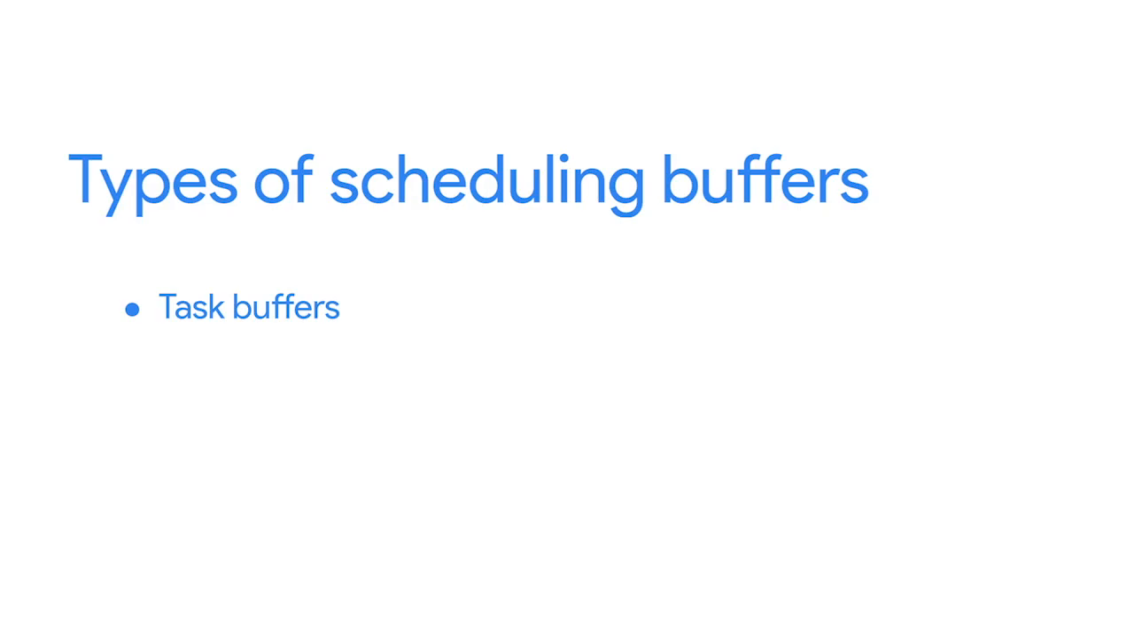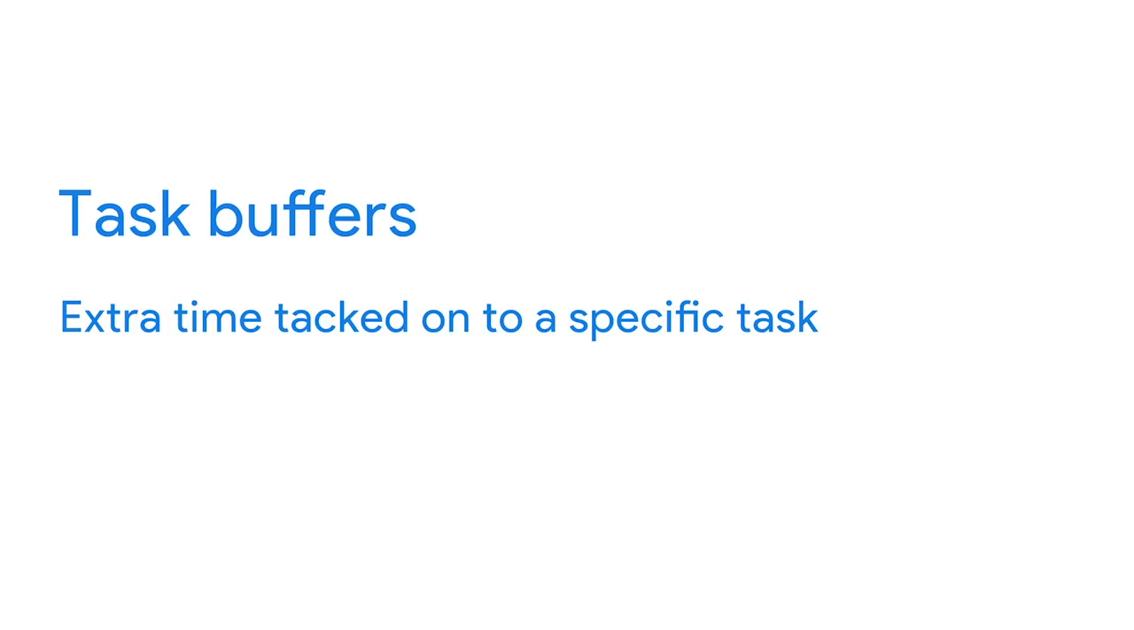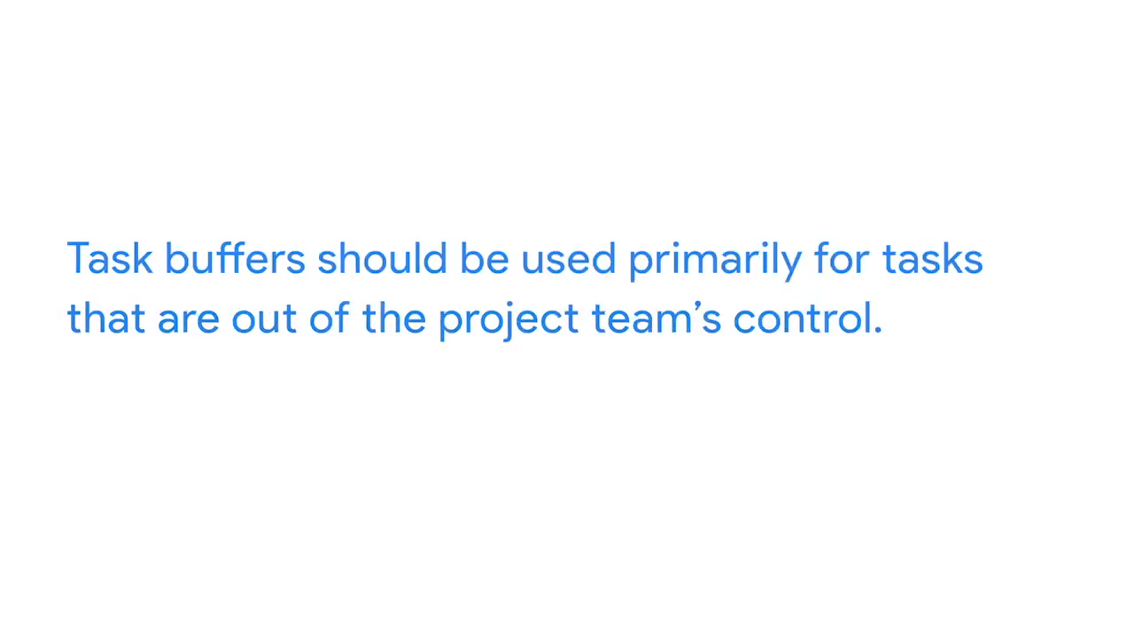There are 2 types of buffers you can use when planning your schedule: task buffers and project buffers. First, we have task buffers, which refer to extra time tacked onto a specific task. Task buffers should be used primarily for tasks that are out of the project team's control. For example, you might ask a potential plant vendor to provide you with a cost estimate by Monday. You might assign them this deadline knowing that you won't actually need the estimate until Thursday. The time between Monday and Thursday is your buffer, and it provides your team with extra time just in case the vendor sends their estimates to you a day or 2 late.